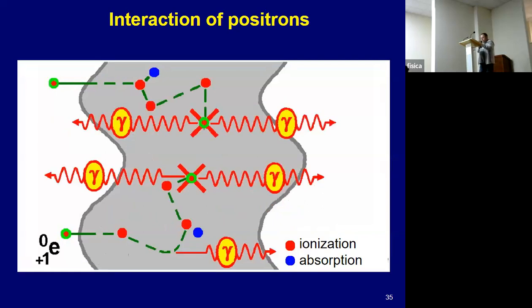For positrons, it is all the same as for electrons, but we have a little addition. We have to mention here the annihilation. It is the only interaction that distinguishes positrons from electrons. During annihilation, the mass of the electron and the positron is converted into energy in the form of 2 gamma quanta with energy 511 kiloelectron volts.